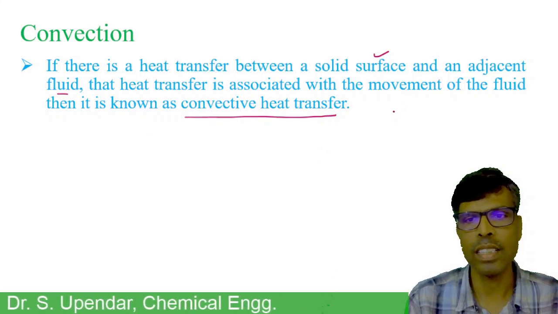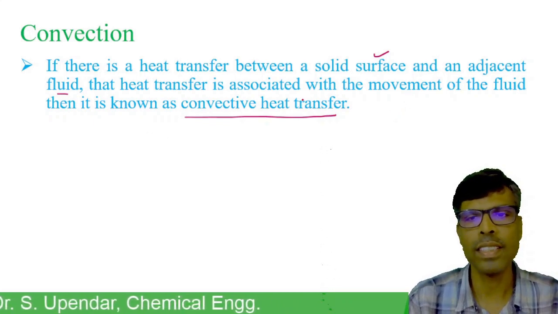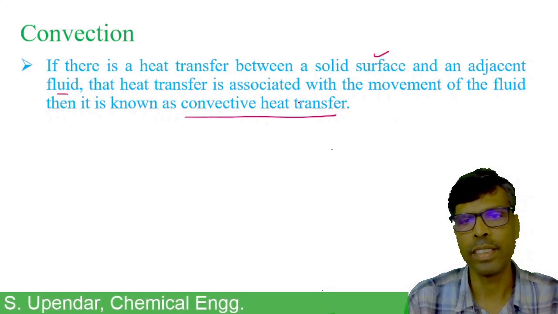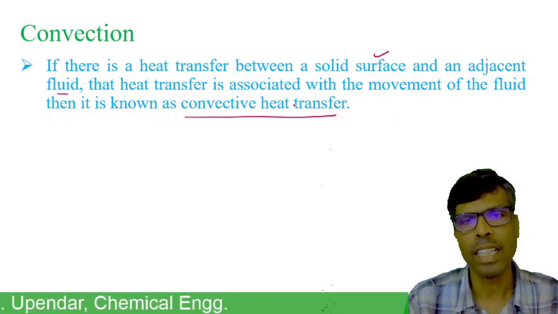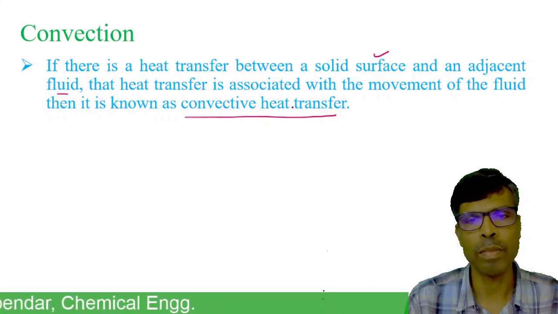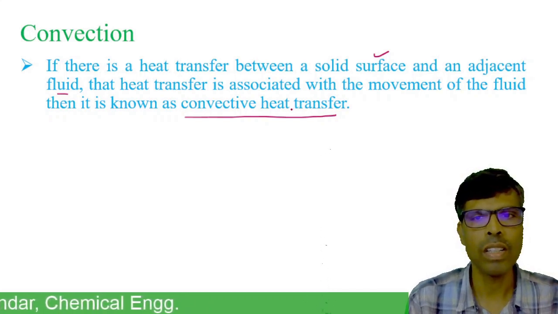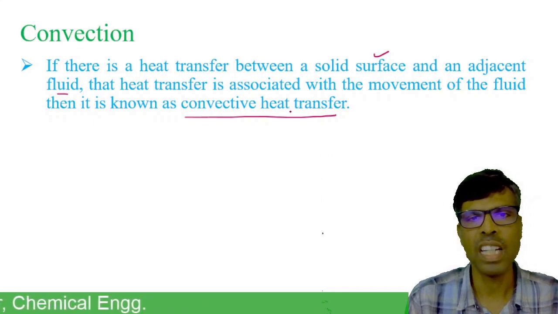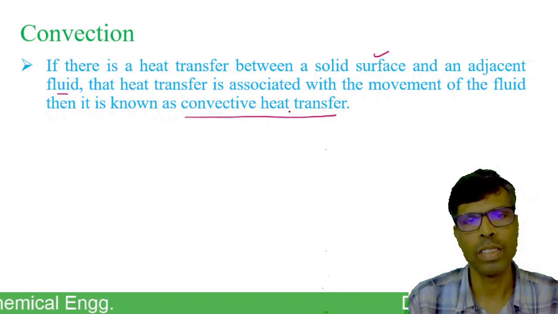Convective heat transfer occurs between a solid surface and a flowing fluid when they are at different temperatures. It can be either from solid surface to fluid or fluid to solid surface, which depends on the temperature of the fluid and solid surface.